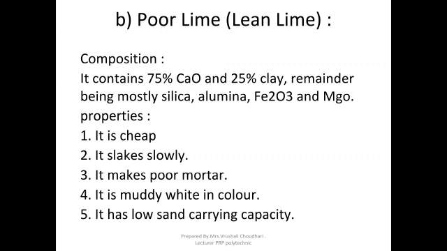Poor lime contains about 75% calcium oxide and 25% clay along with other impurities. As the amount of calcium oxide is less, it is cheap. As calcium oxide is low, it slakes slowly. It will form a poor mortar. As there is a lot of clay, it is muddy white in color. It has a low sand carrying capacity.